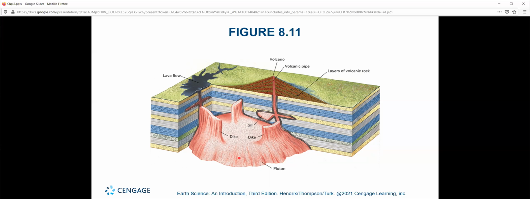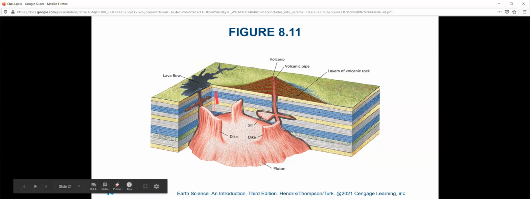A sill is what happens when that crack happens to be parallel with the bedding. A dike happens when that crack is perpendicular. I guess I should say parallel and perpendicular. Perpendicular to the bedding, you get a dike. They shoot up like this.